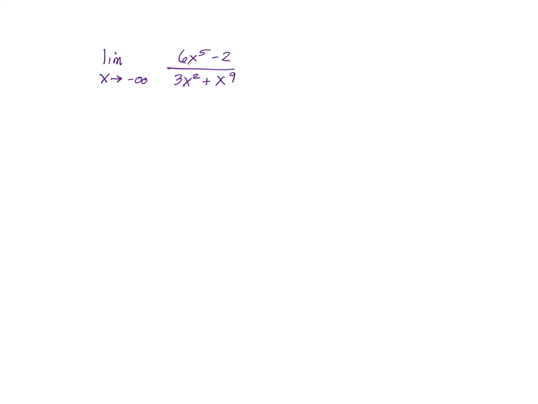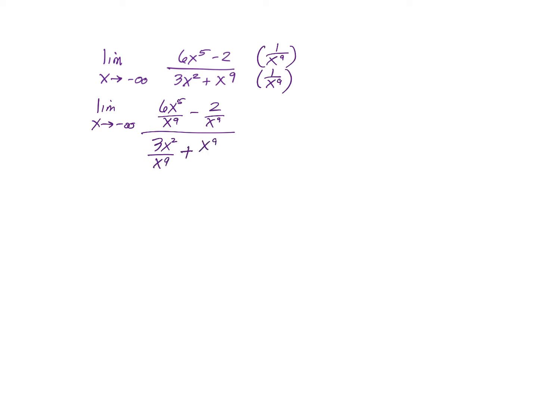So I'm going to multiply everything by 1 over x to the ninth in the denominator, and again, everything by 1 over x to the ninth in the numerator. So I get the limit as x approaches negative infinity of 6x to the fifth over x to the ninth minus 2 over x to the ninth, and then 3x squared over x to the ninth plus x to the ninth over x to the ninth.